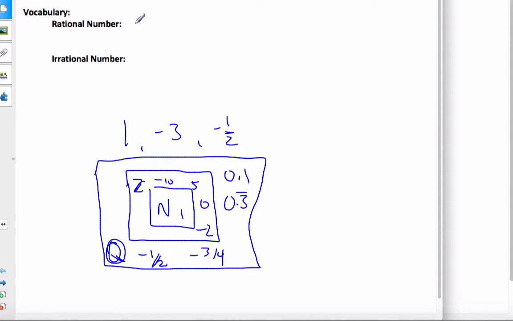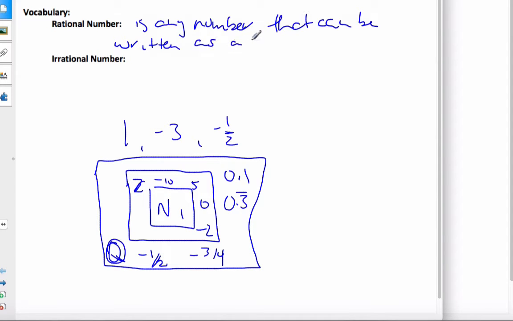So a rational number is any number that can be written as a fraction. So it looks like A over B. Irrational numbers are not included at all in rational numbers. These are Q prime, irrational numbers. And these are numbers that cannot be written as fractions.